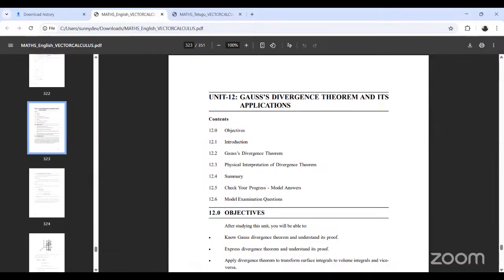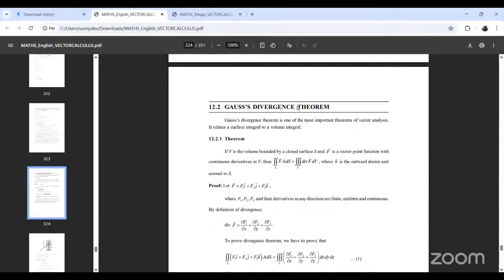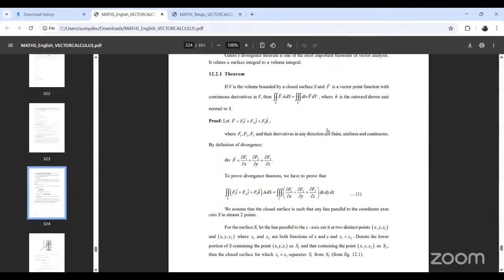Hello everyone. Today we are going to discuss the Gauss divergence theorem and its applications. First, let us see the statement of the Gauss divergence theorem.